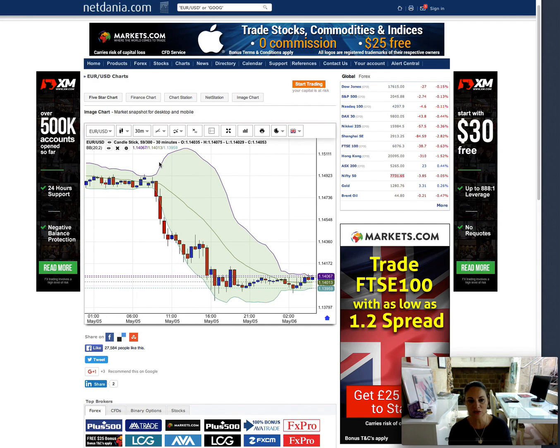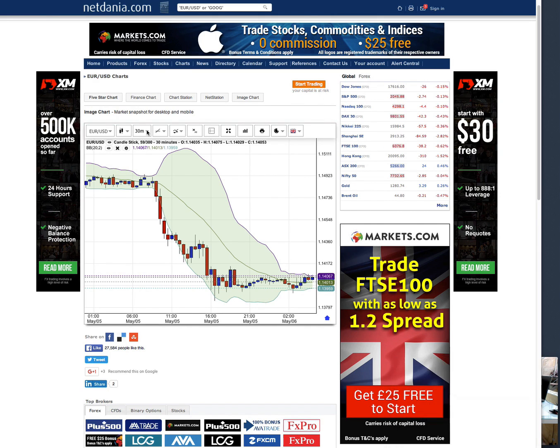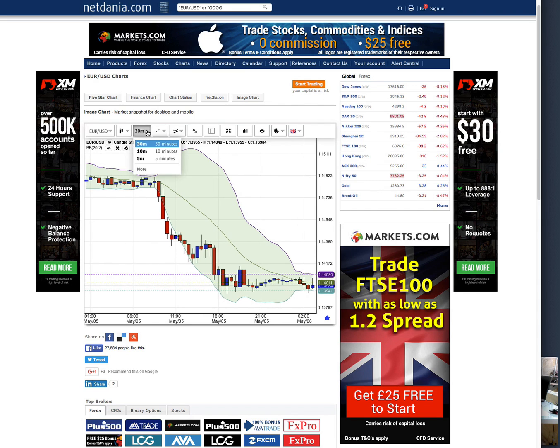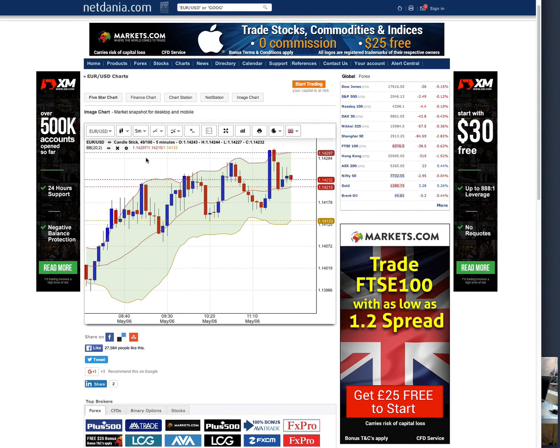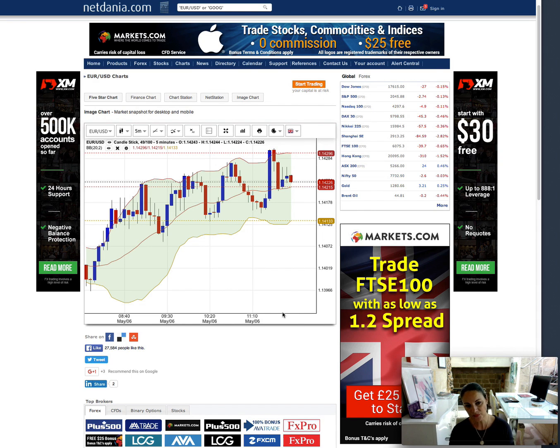So this is the 30-minute chart, meaning that each candlestick signifies 30 minutes of trading. For binary options, I always recommend going on the 5-minute chart if you are trading for 15 minutes, because we can see what happens every 5 minutes. And here again, we have at the moment a very nice uptrend.